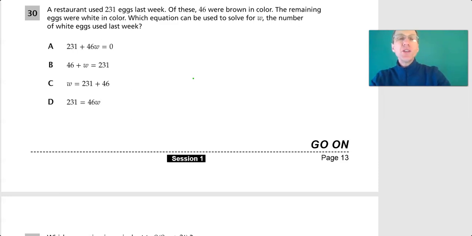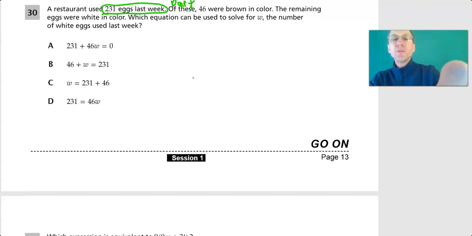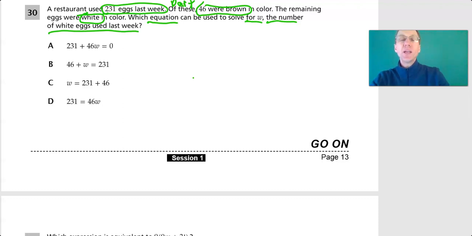Okay. A restaurant used 231 eggs last week. Okay, so we got to know 231 eggs last week. Of these, so of the 231, which means a part, there's a part. Part of these were brown. The remaining, the rest, were white. Which equation can be used to solve for W, the number of white eggs? So you're looking for the number of white eggs.